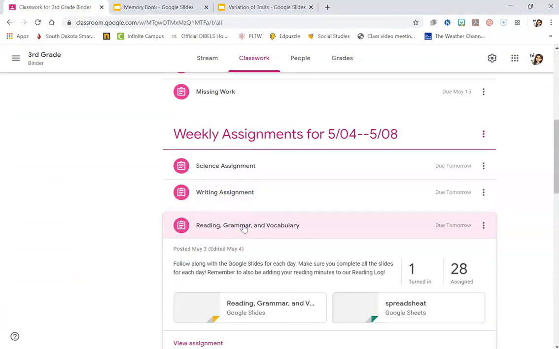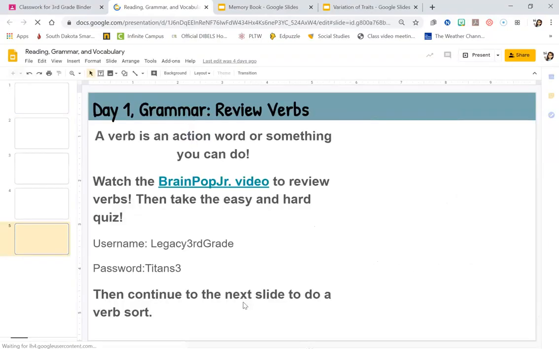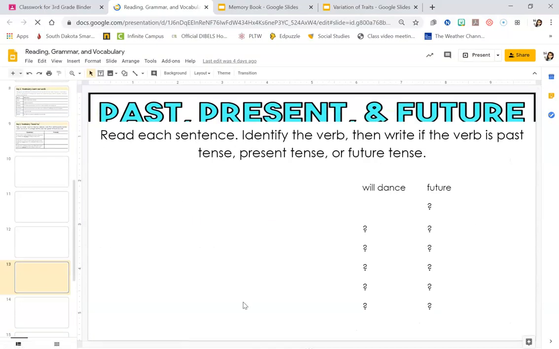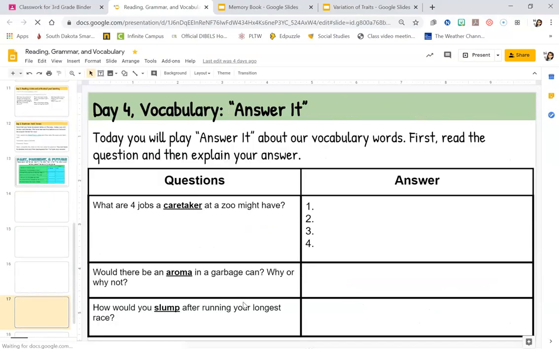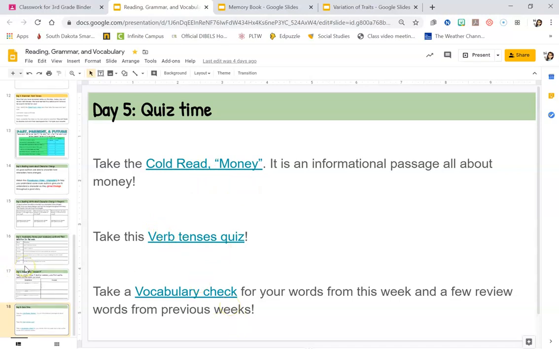For reading, grammar, and vocabulary, it is quizzes day. So if you go to slide, day 5 slides, not loading very fast here for me. Here we go. Okay, so day 5 are going to be your quizzes. So you're going to take your last cold read, informational, and it's about money. Then you're going to take a verb tenses quiz and then a vocabulary check for the week. So that is your reading assignment plus 20 minutes of IDR.